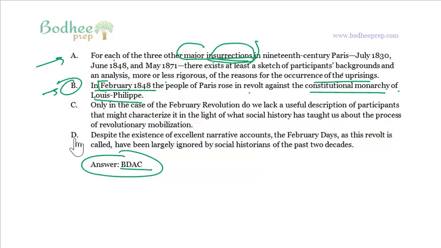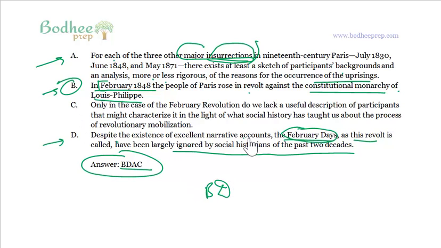Then basically you look at D now. D says, despite the existence of excellent narrative accounts, the February days, as this revolt is called, have been largely ignored by social historians of the past 2 decades. So in February something happened, and this is how basically. So this revolt, right? And this is basically the only revolt that has been mentioned. So and then you have B and then you have D.